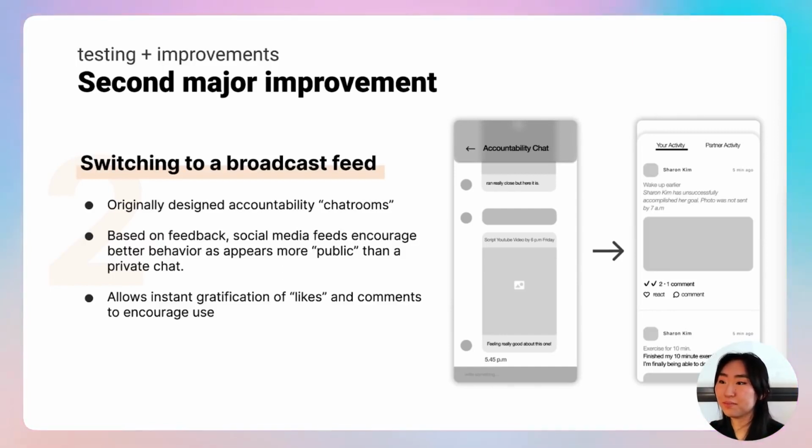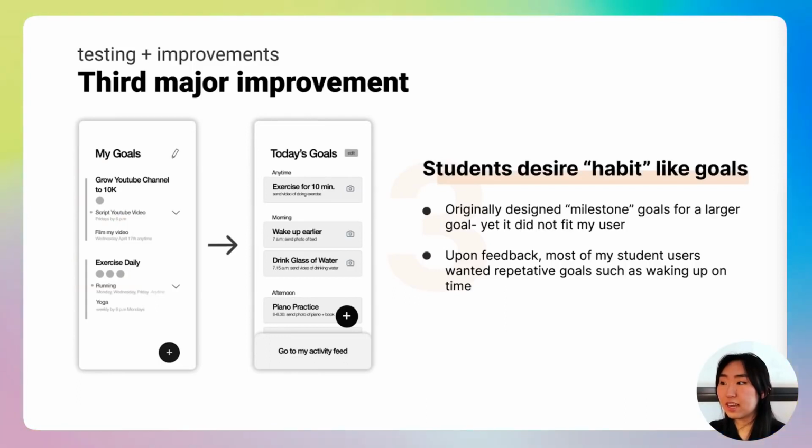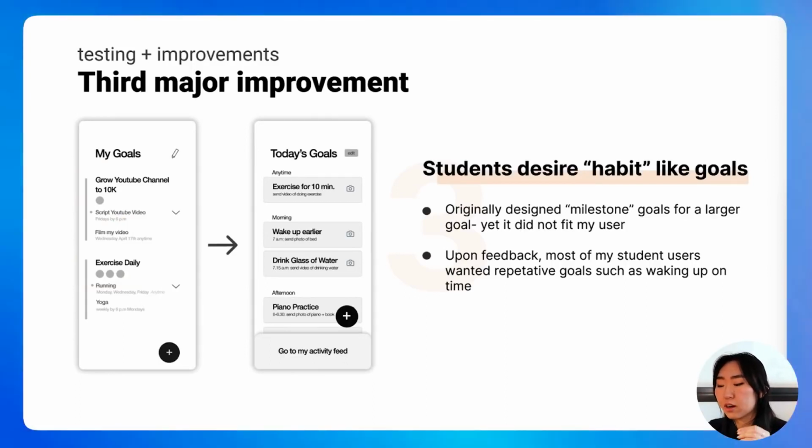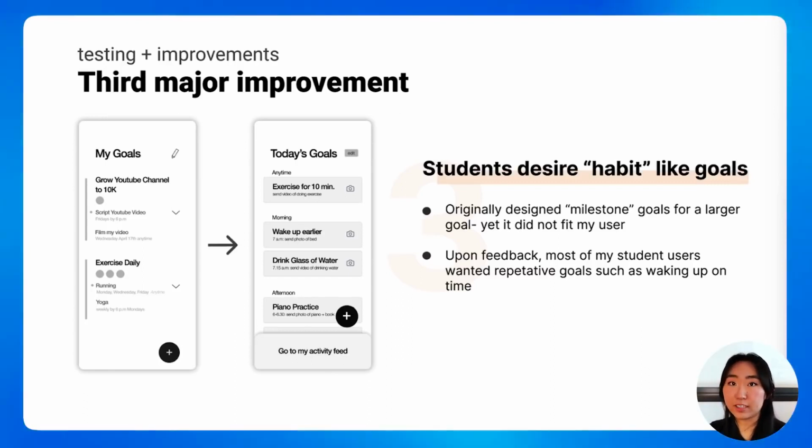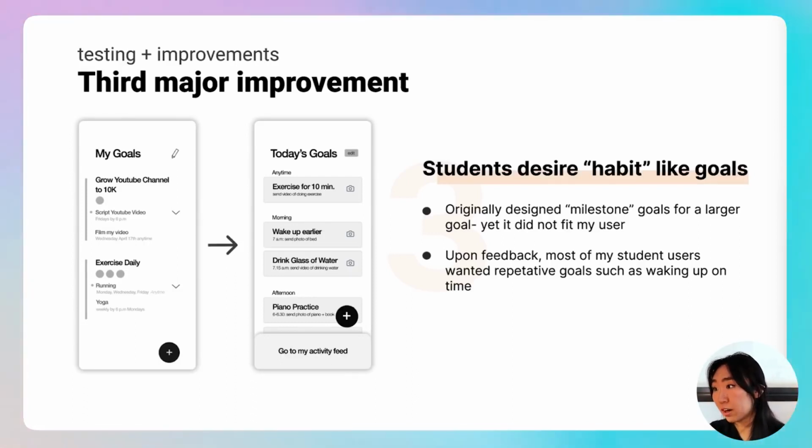The third major improvement is realizing how students desire habit-like goals instead of major milestone-like goals. Before receiving feedback, I was first under the impression that students would like to set major goals, like they also want to start a YouTube channel or do this really cool side project, when in reality, they told me that they're looking to have more consistency with repetitive goals such as waking up on time or drinking more water.